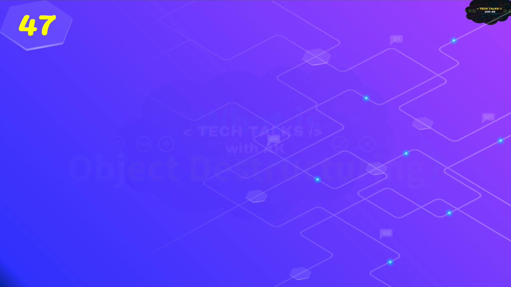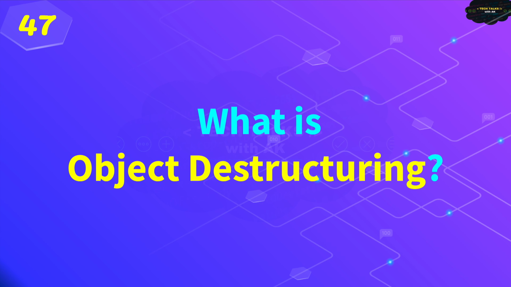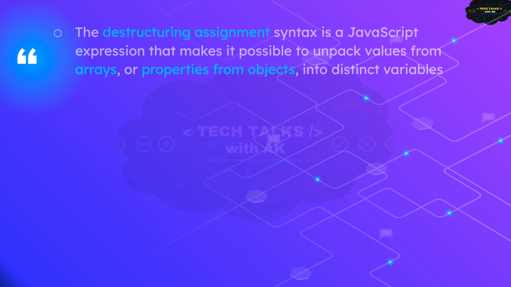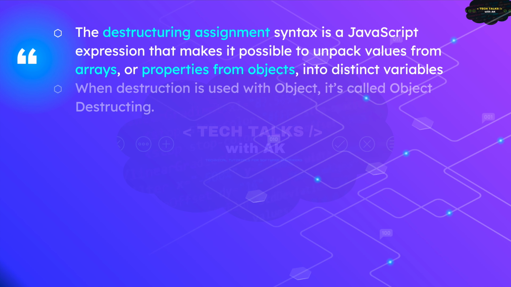Our next question is, what is object destructuring in JavaScript? And the answer is, the destructuring assignment syntax is a JavaScript expression that makes it possible to unpack values from arrays or properties from objects into distinct variables. When destructuring is used with an object, it is called object destructuring.